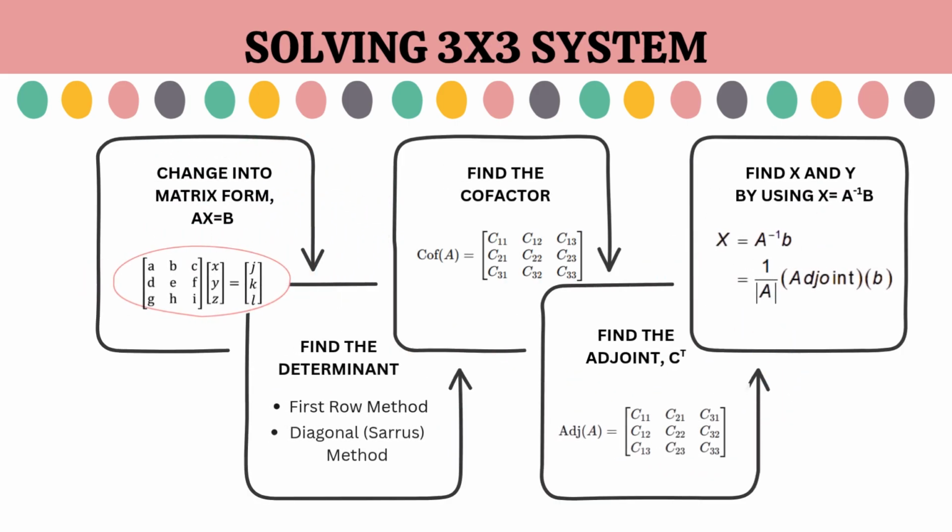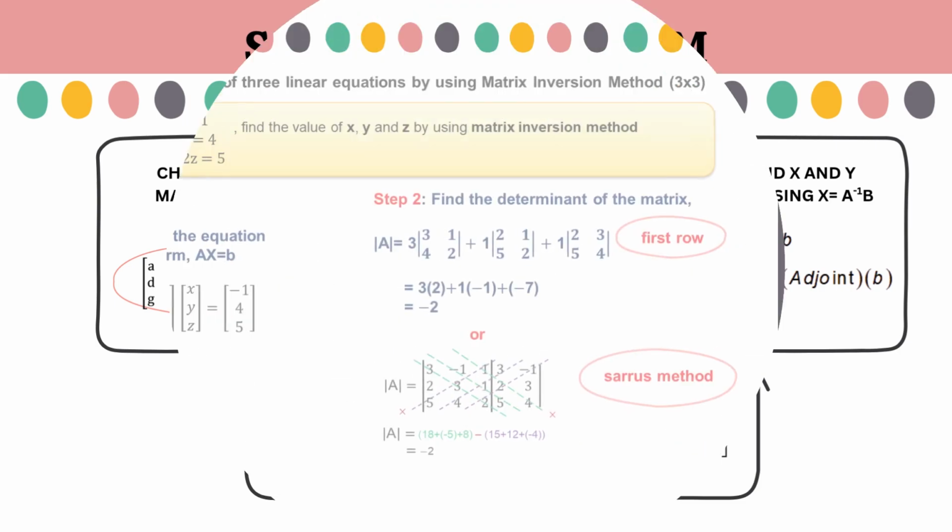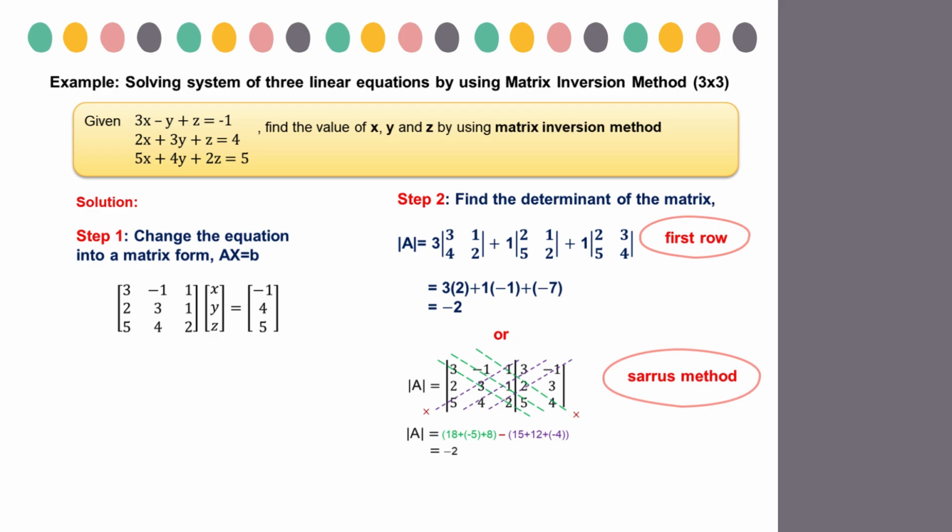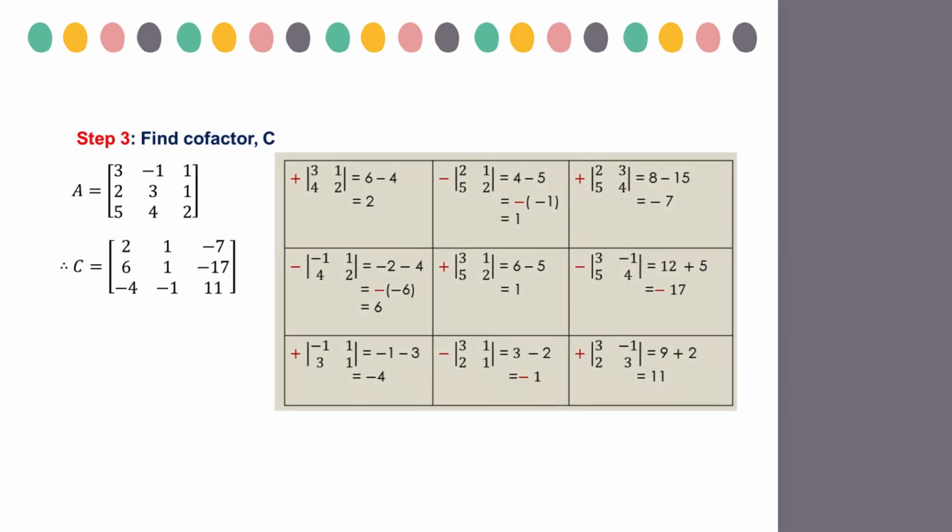This is a summary of how to solve a 3 by 3 matrix equation to find x, y, and z using the matrix inversion method. We will go through it step by step, starting with writing the equation in matrix form, then finding the determinant of the matrix. Now, we are going to find the cofactor of the matrix.